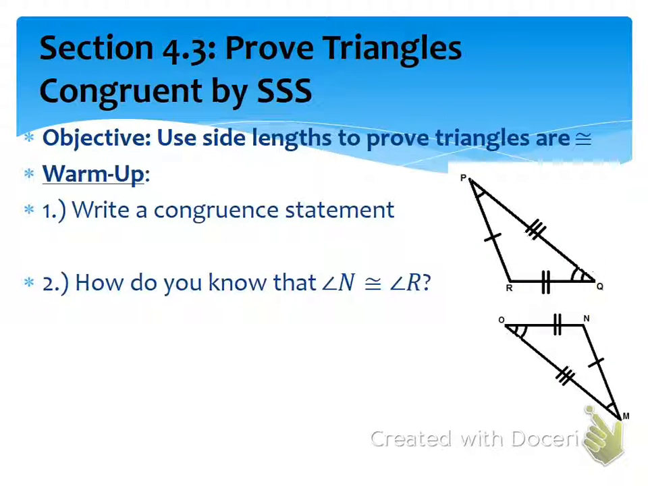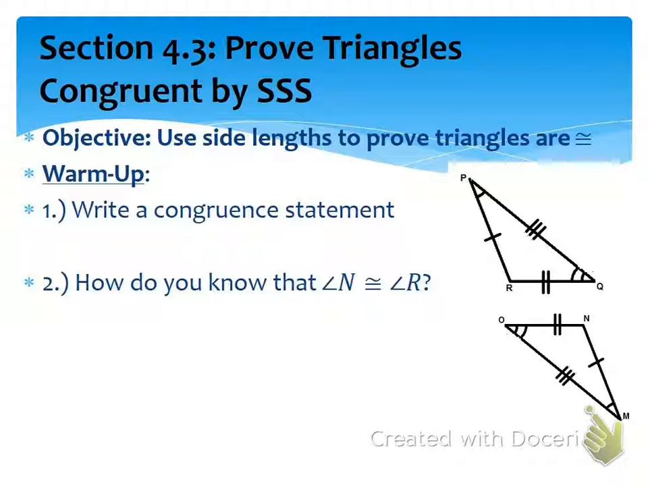Alright, today we are doing section 4.3. We are going to prove triangles congruent by side, side, side, or SSS. Our objective is to use side lengths to prove that triangles are congruent. First, we are asked to write a congruence statement for those triangles that are given.